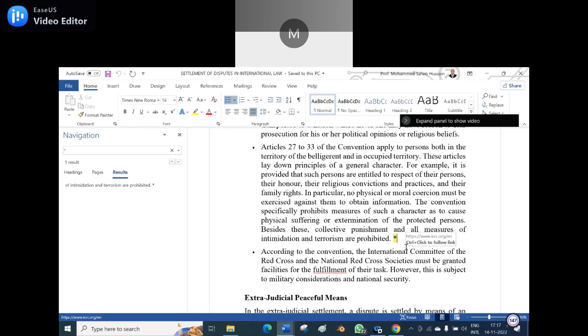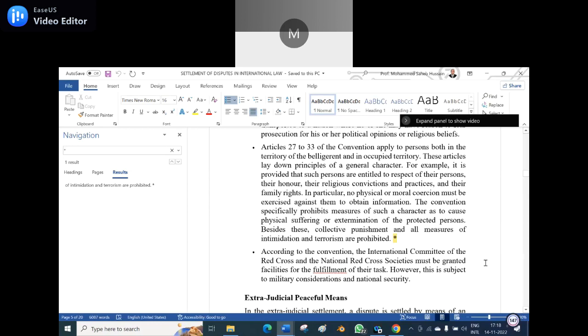No physical or moral coercion must be exercised against them to obtain information. There is no harassment to obtain any information. The convention specifically prohibits measures of such a character as to cause the physical suffering or extermination of protected persons. There should not be any coercion or force to get information. In addition, collective punishments and all measures of intimidation and terrorism are prohibited.